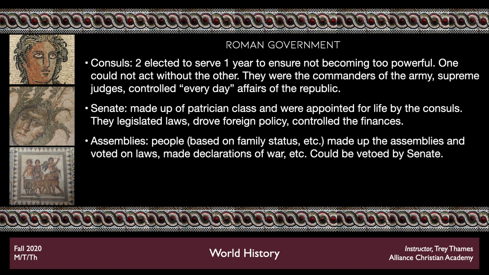Now, the assemblies were the people. These are based on family status, etc., that made up assemblies and voted on laws, made declarations of war that could be vetoed by the Senate. So the assemblies were lower than the senators, but still not the normal, regular, everyday plebes were a part of this. This was still more upper-class Roman citizens. But they make up the most basic assemblies of the political structure of Rome.